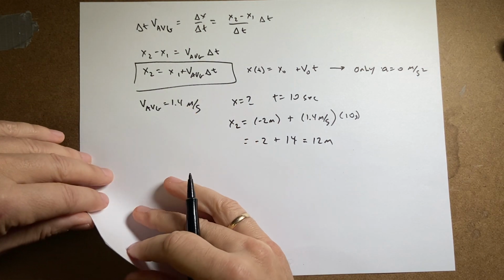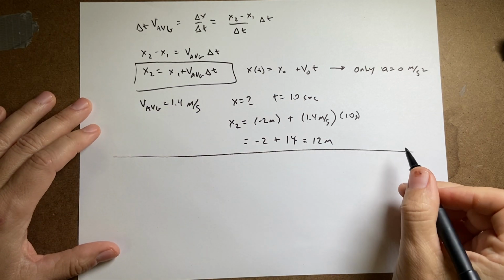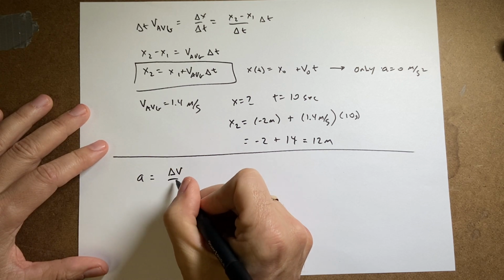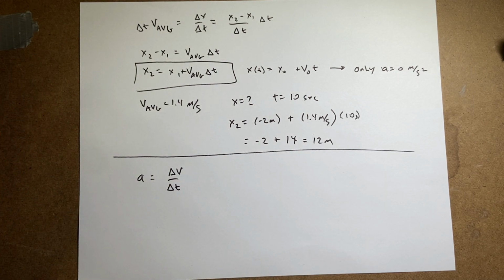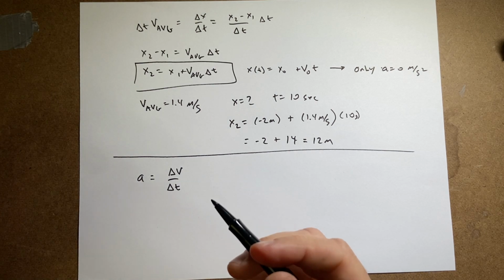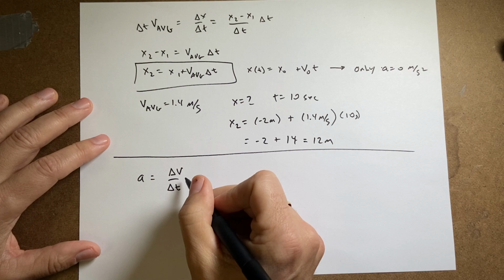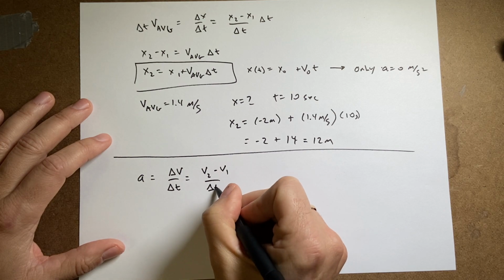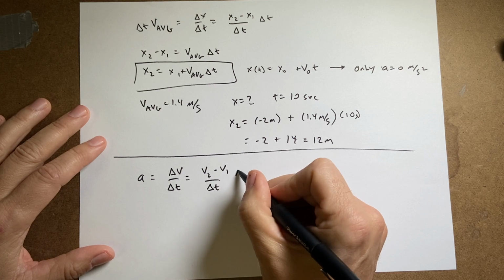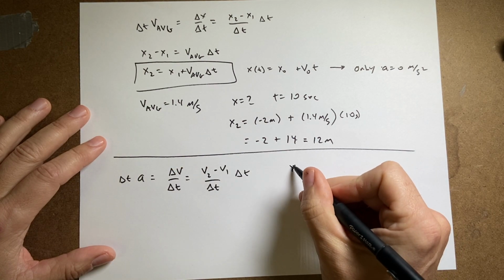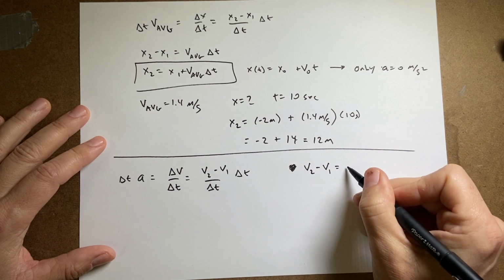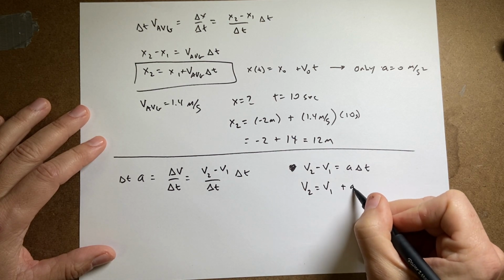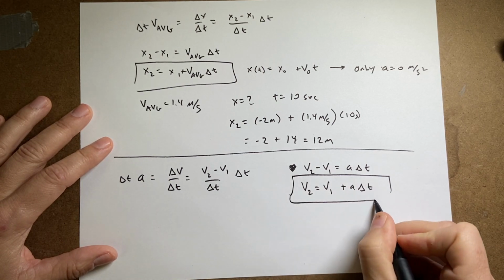Okay, let's go to acceleration. We define acceleration as the change in velocity over the change in time. So just like velocity tells you how your position changes, acceleration tells you how your velocity changes. And so let's just say that this is going to be v2 minus v1 over delta t. And if I multiply both sides by delta t, then I get v2 minus v1 equals a delta t. And I add v1 to both sides to get v2 equals v1 plus a delta t. This is another kinematic equation, and I'll write these again at the end.